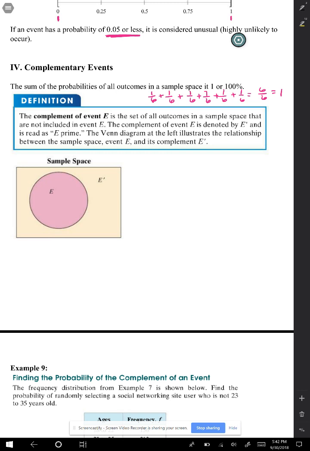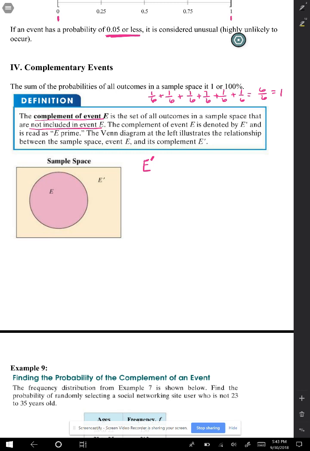So on this definition, it says the complement of an event, E, is the set of all outcomes in a sample space that are not included in event E. So this is basically saying, okay, instead of saying what's the probability of getting a 6, then how many of the numbers are not 6? So it's the set of all outcomes that are not included in event E. The complement of event E is denoted with this little prime mark here. And it's read E prime, and that's just the mathematical symbol.